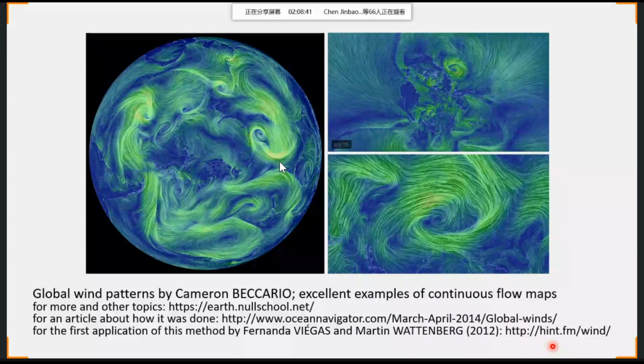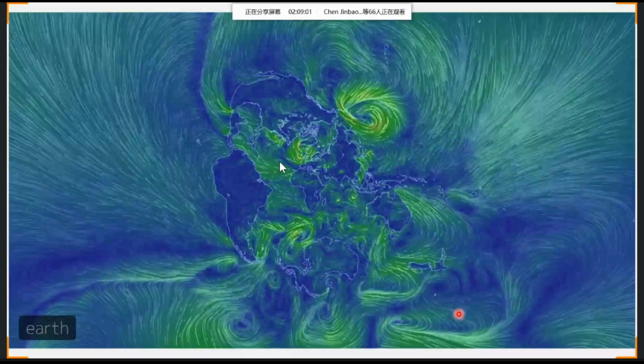We have the global wind patterns here, and these examples that I show to you are made by Cameron Beccario. These are excellent examples of a continuous flow map. And this continuous flow, this is the background.